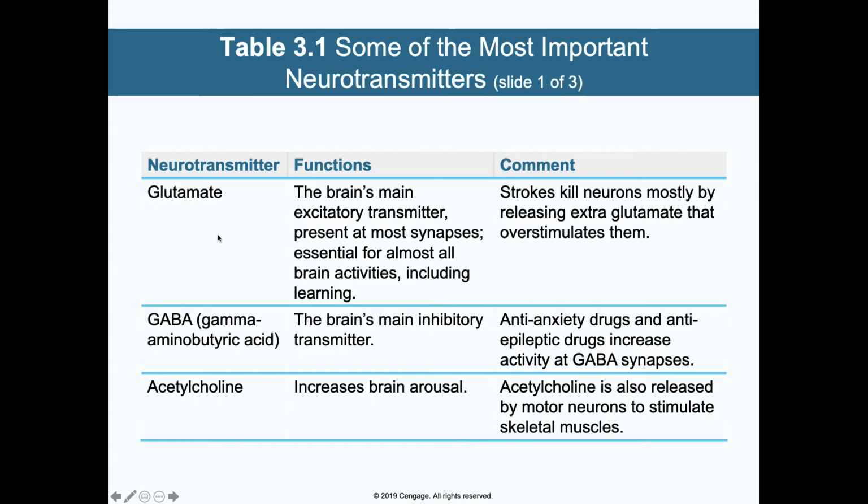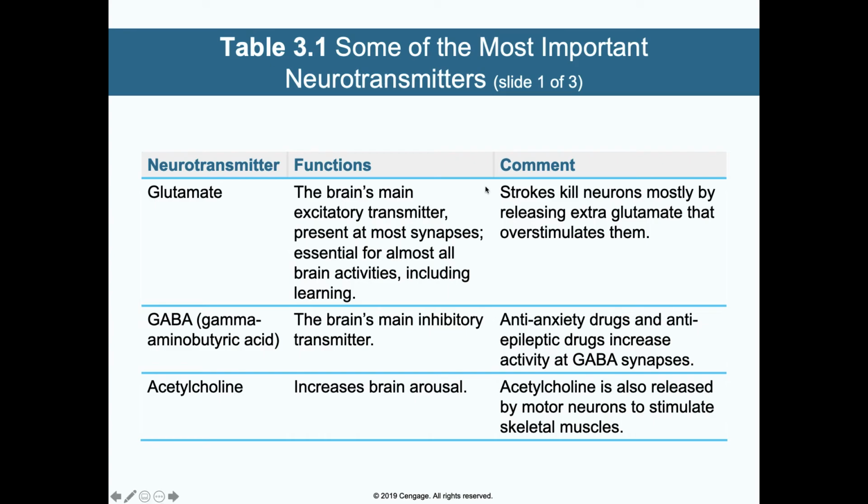Okay, so for example, glutamate is a neurotransmitter, and it basically excites areas in the brain where one neuron meets another at the synapses, the gap, okay? And it's kind of essential for almost all activities that go on in the brain, including learning, okay? So what happens is when someone has a stroke, the neurons in that person's brain often die because too much glutamate overstimulates them. There's too much put into the system, and that's when someone has a stroke, which kills the neurons.